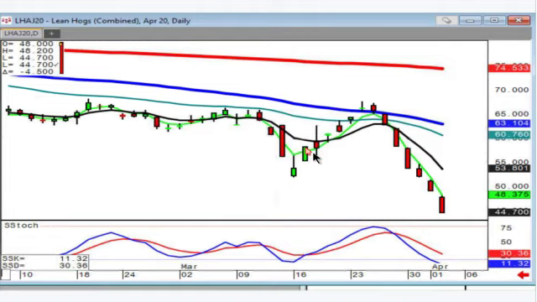Yes, you can trade futures in TOS. That's why I use TOS, because I can trade stocks, futures, options all out of one account.